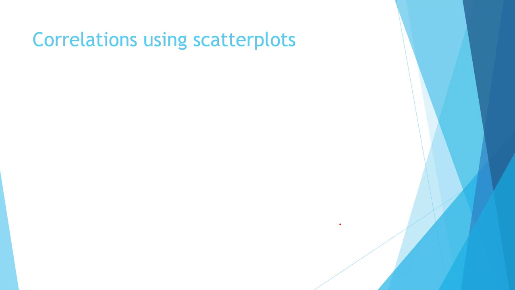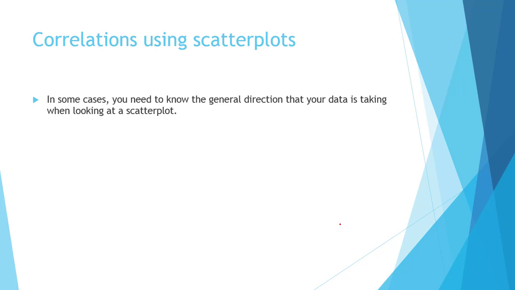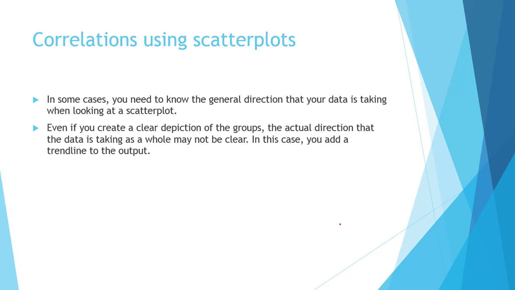Now we will see how we can correlate the data using the scatter plot. In some cases, we need to know the general direction that the data is taking when looking at the scatter plot. Even if we create a clear depiction of the groups, the actual direction that the data is taking as a whole may not be clear. So in this case, we need to add a trend line to our output.